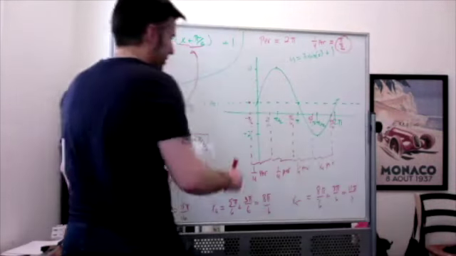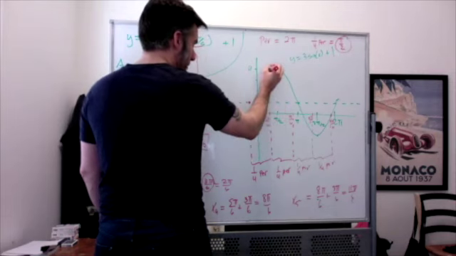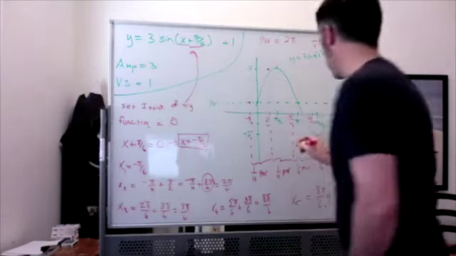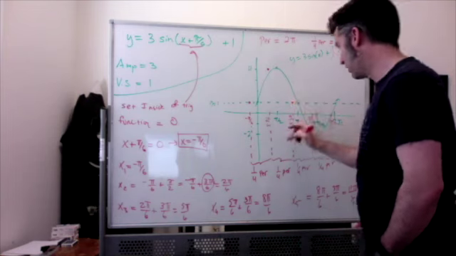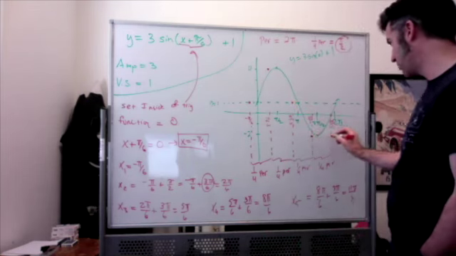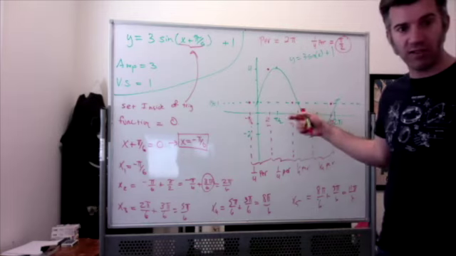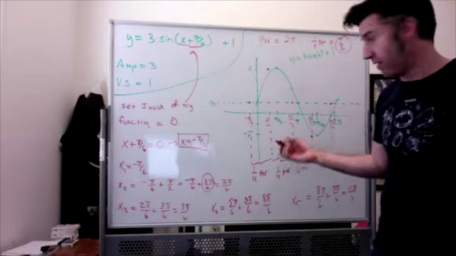So then sine starts in the middle, and the next important point goes to the top, and the next important point is back at the middle, and the next important point is down at the bottom, and then the next important point is back in the middle. So all of my important points just got shifted the same amount to the left.